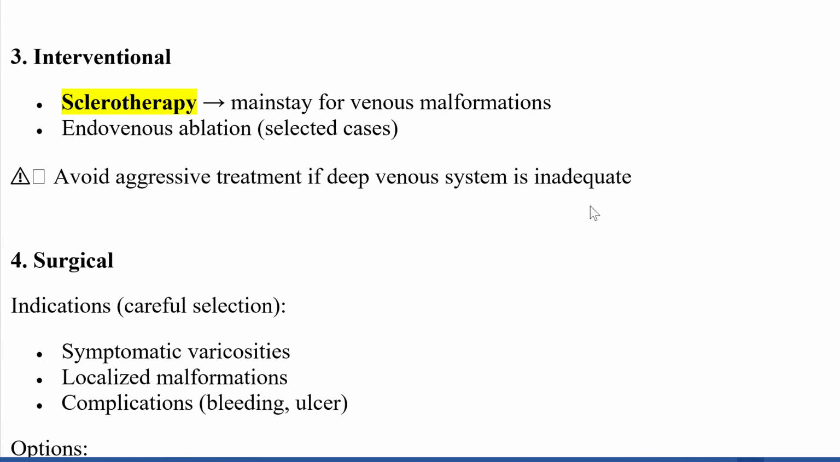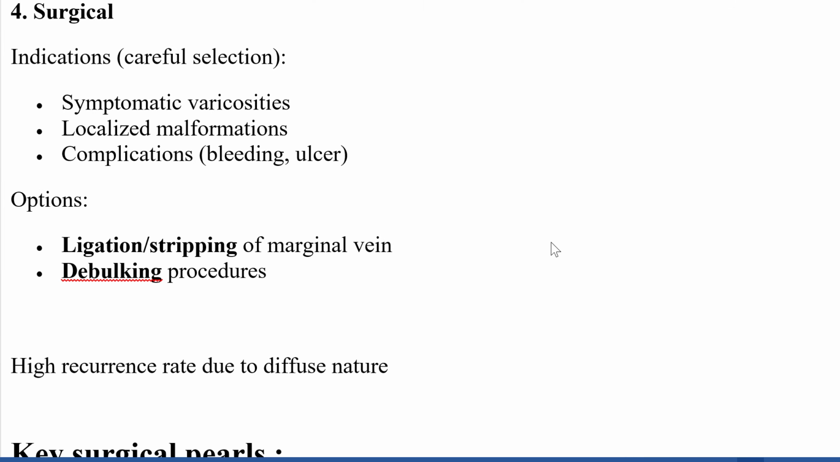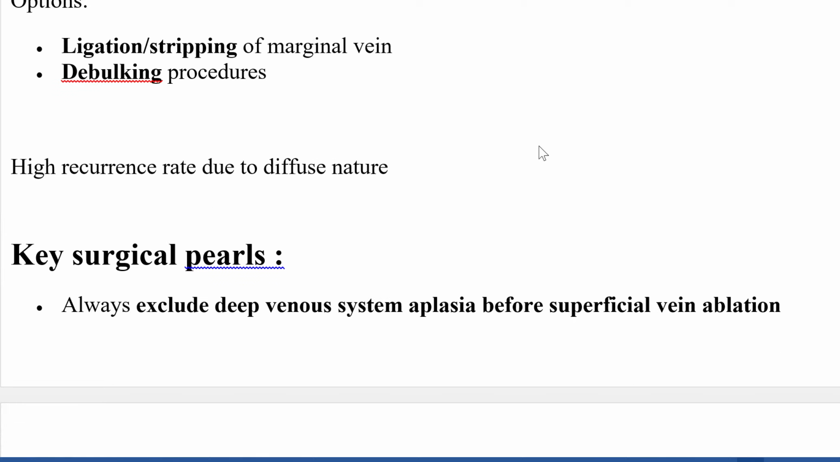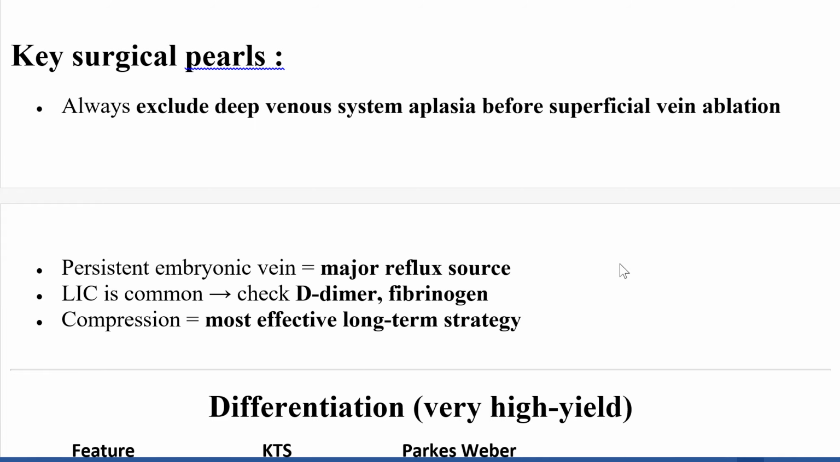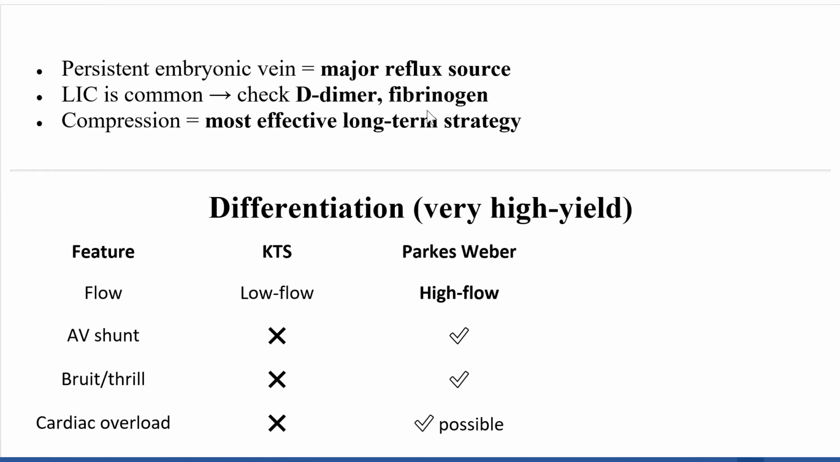Sclerotherapy is the mainstay of treatment for venous malformation. Concentrate here: sclerotherapy is the mainstay for venous malformation, and you can do EVLA in some selected cases. And before the EVLA, ensure that the deep system is treated. Surgical: ligation and stripping of the marginal vein is indicated if the patient has a symptomatic localized malformation. Ensure that the deep system is patent before superficial vein ablation. The persistent embryonic vein can cause a major reflux source.